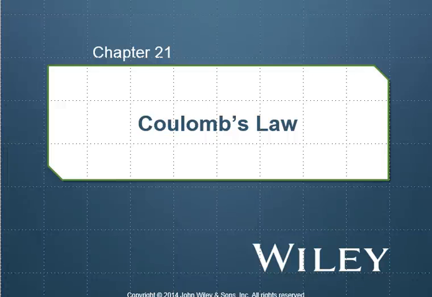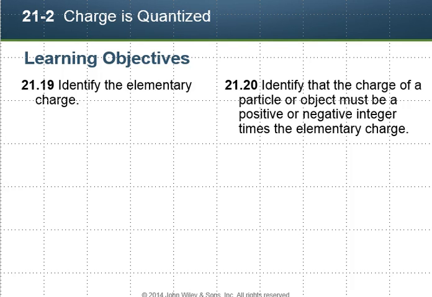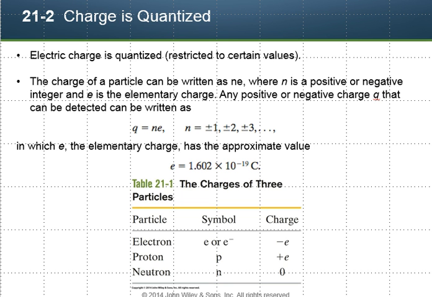Welcome to part 2 of 21, chapter 21. What we're going to be talking about here is the elementary charge. The charge is quantized, and we're also going to talk a little bit about the fact that charge is conserved. So, electric charge is quantized. What does that mean? That means it can only have certain values.